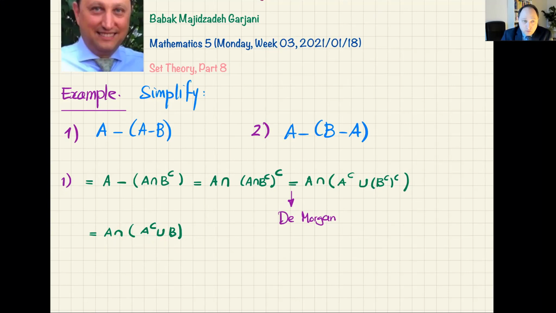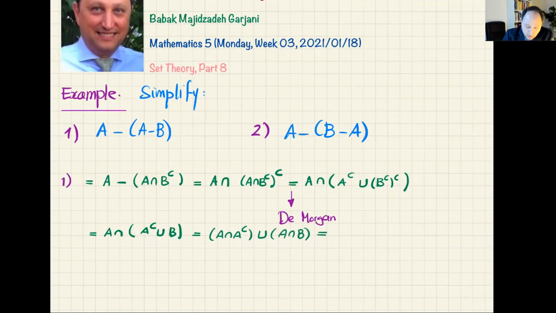Why is this not the absorption law? Because none of them is repeated. If one of them was repeated, of course the answer would be the repeated set, but none of them is repeated, so I use the distributive law. So this becomes A intersection A complement union A intersection B, yes?